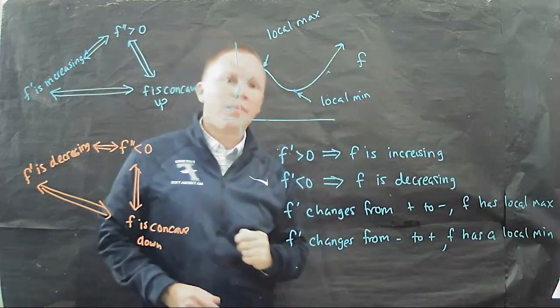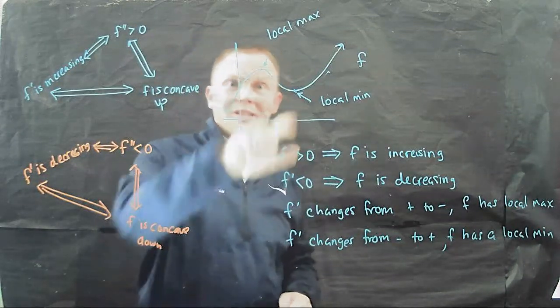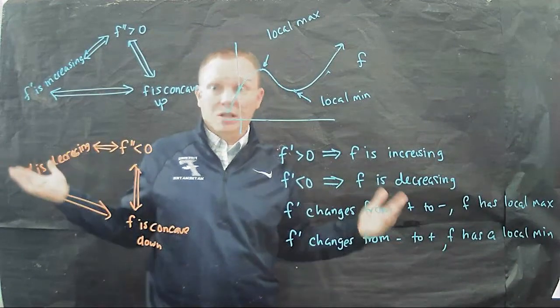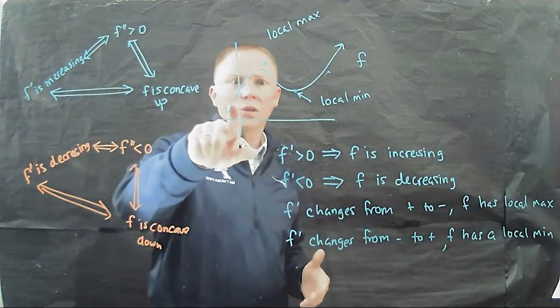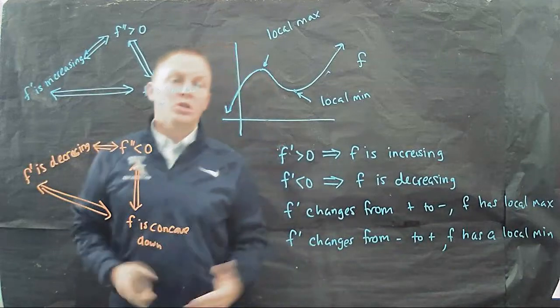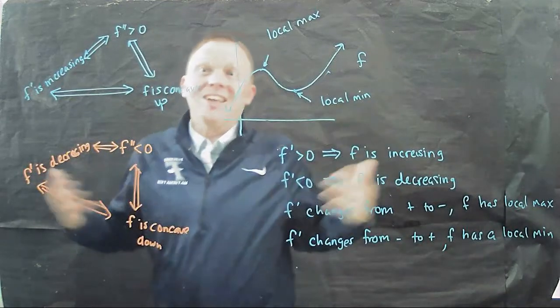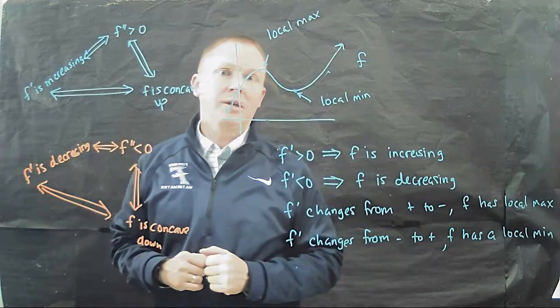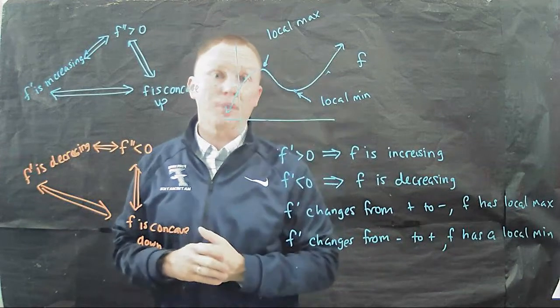This function has a local minimum. Is this minimum the lowest that the function ever is, or the lowest y value ever? Well, no. There's one lower right there. So this function here doesn't have what we call an absolute max or an absolute min. It just has a local max and a local min.